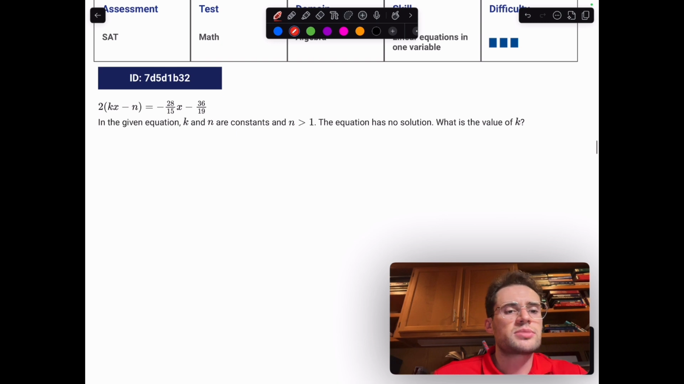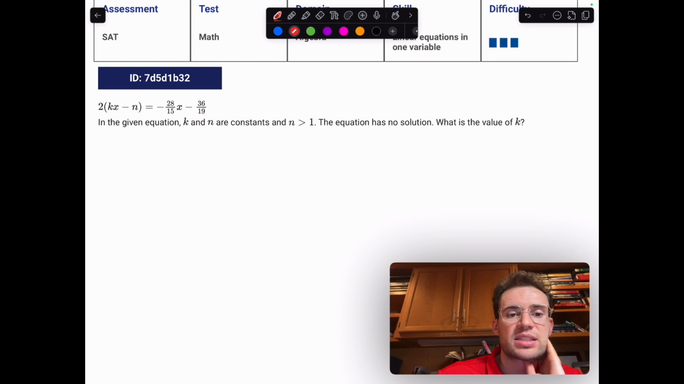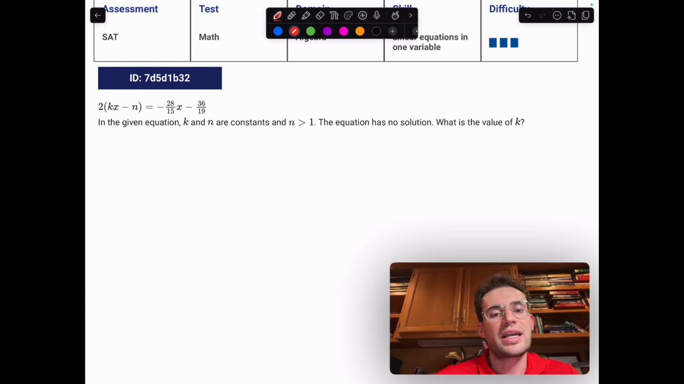Here we have 2 times the quantity kx minus n is equal to negative 28 over 15 times x minus 36 over 19. In the given equation, k and n are constants, and n is greater than 1. The equation has no solution. They love these no solution, infinite solutions questions, whatever. What's the value of k?